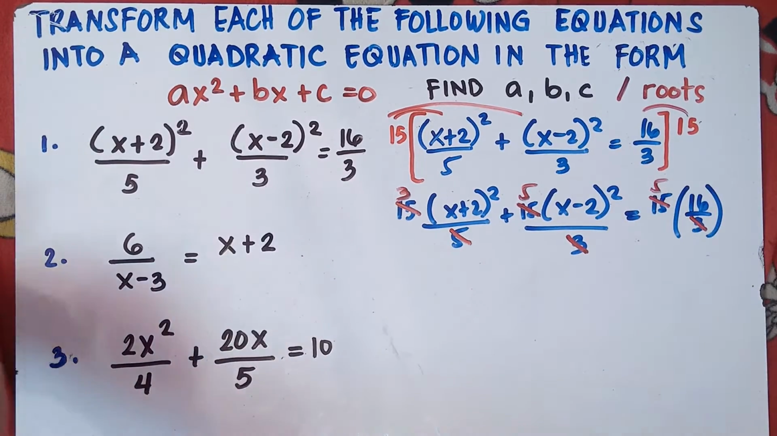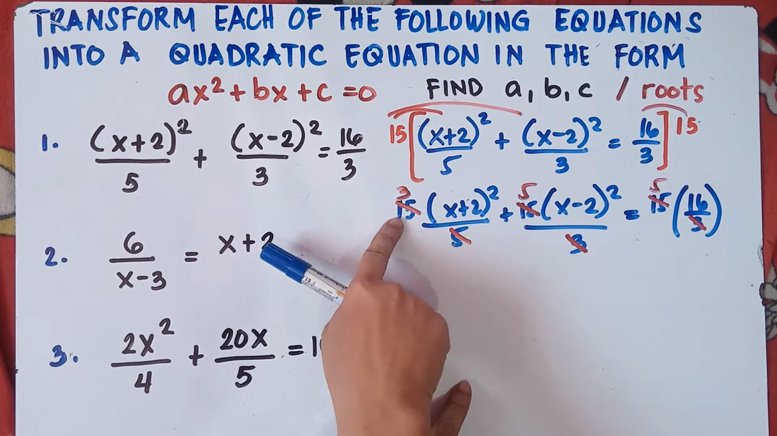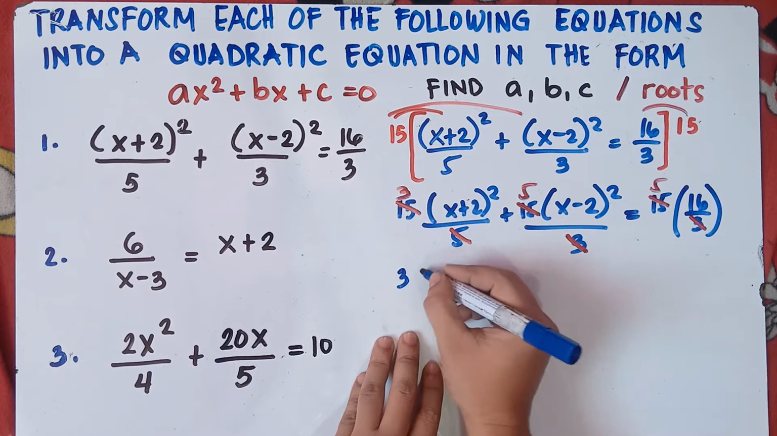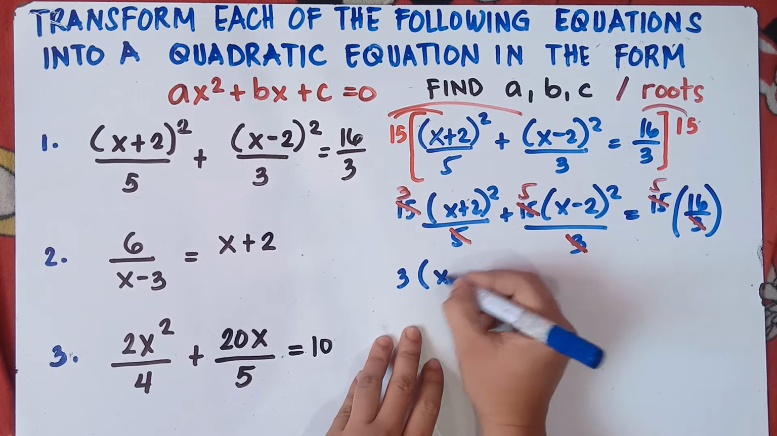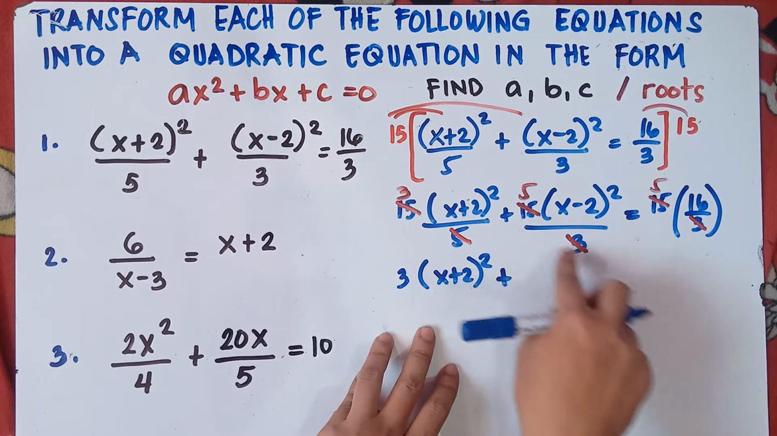Alright, we just eliminated the denominators. So, I hope you understand this one, class. Once again, 15 divided by 5 is 3. So, the remaining will be 3. So, this will be 3 quantity x plus 2 squared. So, plus, once again, 15 divided by 3.